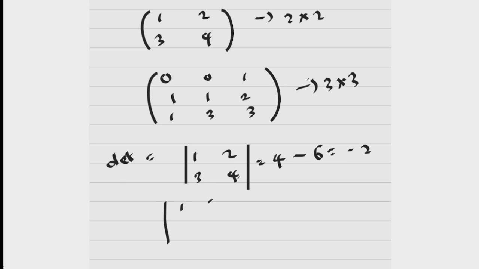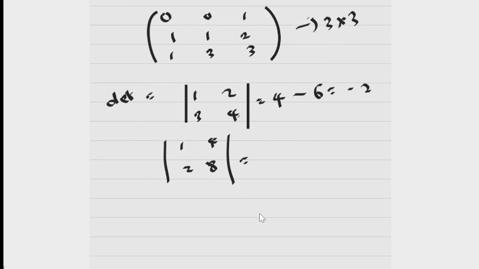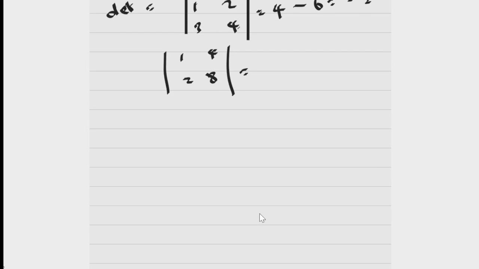Okay, now can you quickly do this? When I have 1, 4, 2, 8. You start the product from your left along the diagonal, then I'm going to have 1 times 8 minus 4 times 2, which is 8. So that will give you 0. So how do you now find the determinant of a 3 by 3 matrix?